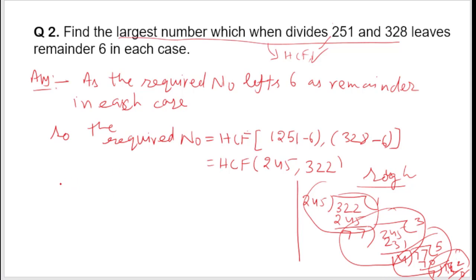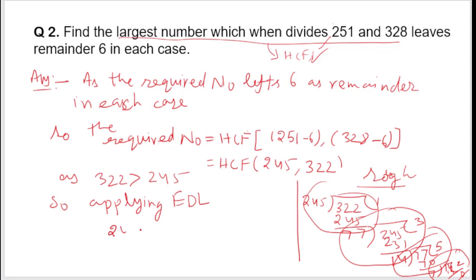Now in the answer area, we write as 322 is greater than 245, so applying EDL. 245, sorry, this is the first step, we should copy the first step from here, it is 322 equals 245 into 1 plus 77, as 0 is less than 77 is less than 245.